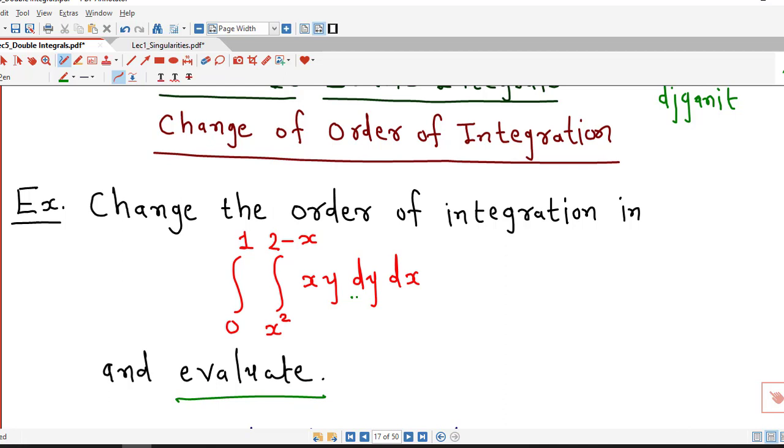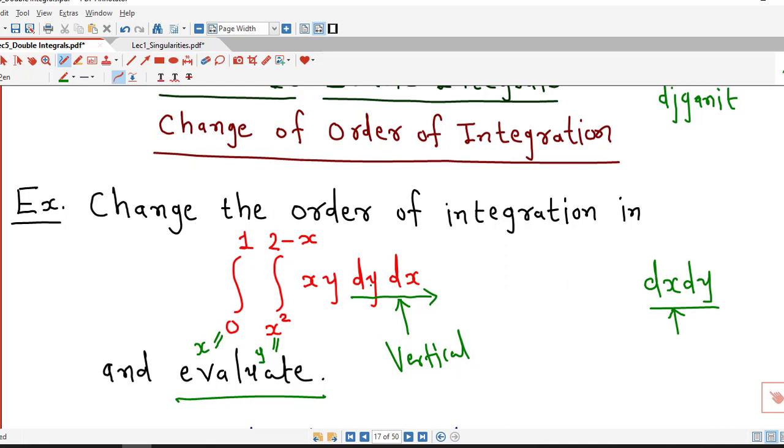Here we can see the order of integration is with respect to y first and then with respect to x. So these are the limits of y and these are the limits of x. To change the order of integration we have to consider a horizontal line. For this order we consider a vertical line to obtain the limits of integration, and if we consider a horizontal line we will have this order of integration.